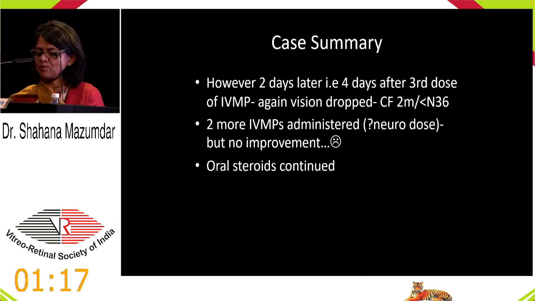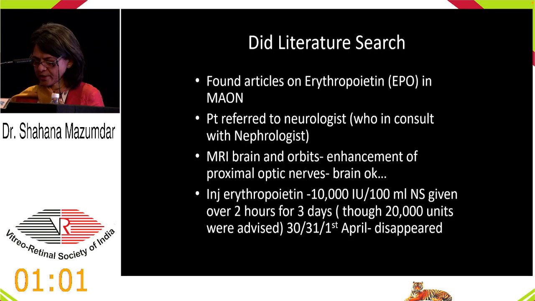So I said, let me give him 2 more IVMPs, as the neurologist liked to give 5 doses and I had given only 3, which he took, and he said there was no improvement at all. Now, this is where I said, okay, continue oral steroids, and I ran back to do some literature search, because this was a hale and hearty 24-year-old boy who had suddenly become bilaterally blind. On literature search, I found that erythropoietin, intravenous, subcutaneous, etc., had been used for such patients.